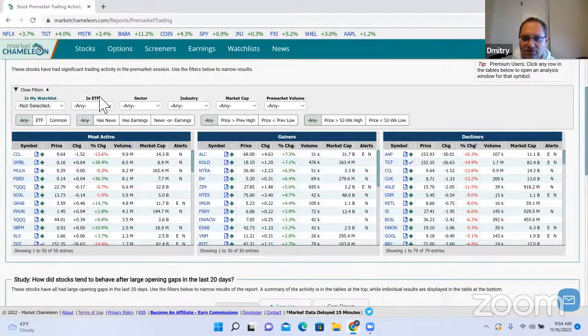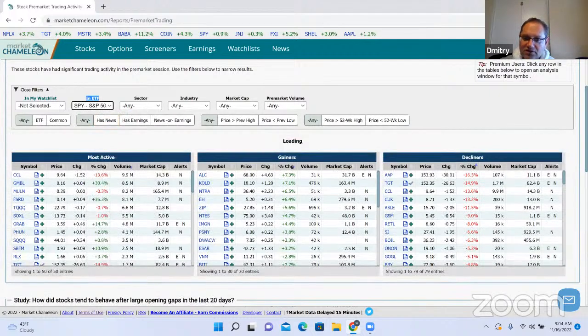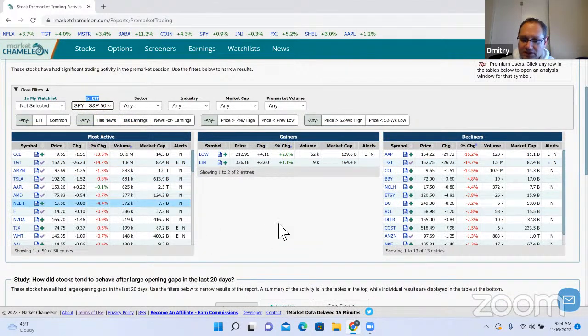To do that, we're going to use the filters here. This one is ETF. If I drop it down, I get a list of different ETFs. When you select one of them, the list below gets filtered by stocks that are holdings in that ETF. So when you choose SPY, that's the S&P 500 ETF, we've got this list filtered by the stocks in SPY, which are the S&P 500 constituents. Here we see 2 stocks made our percentage gainers list, 13 on the decliners. So from this perspective, still a more bearish bias at the open.